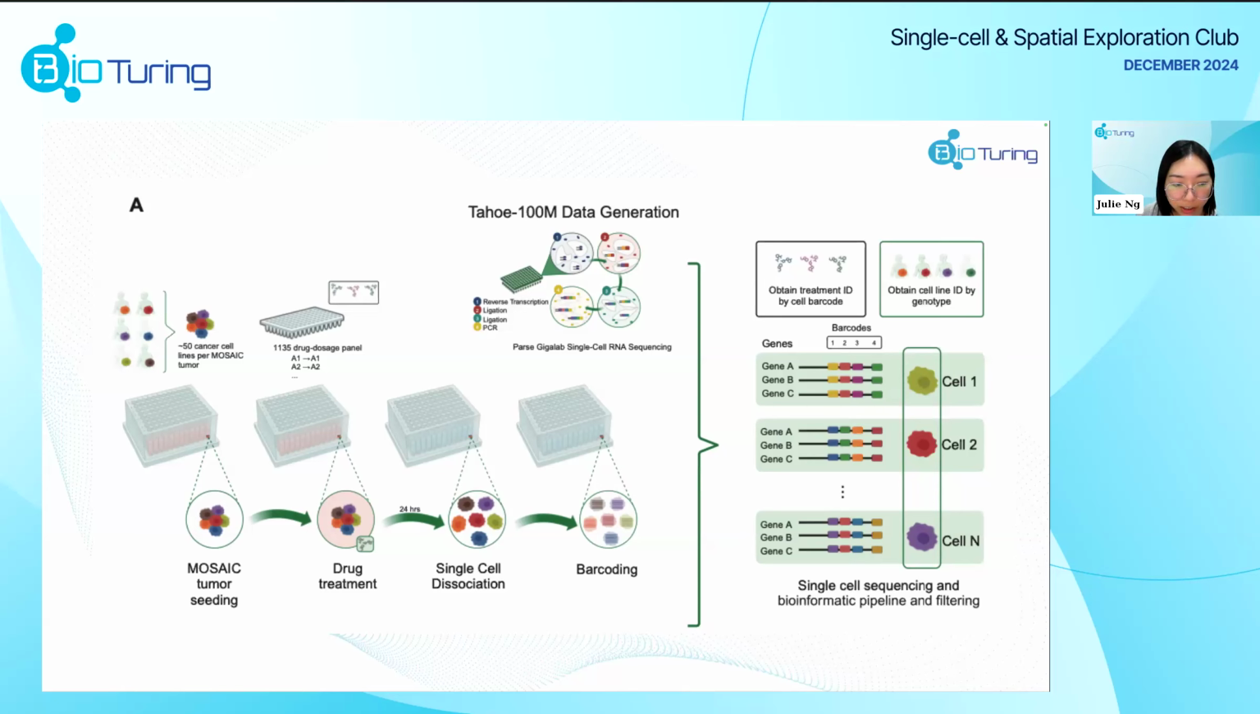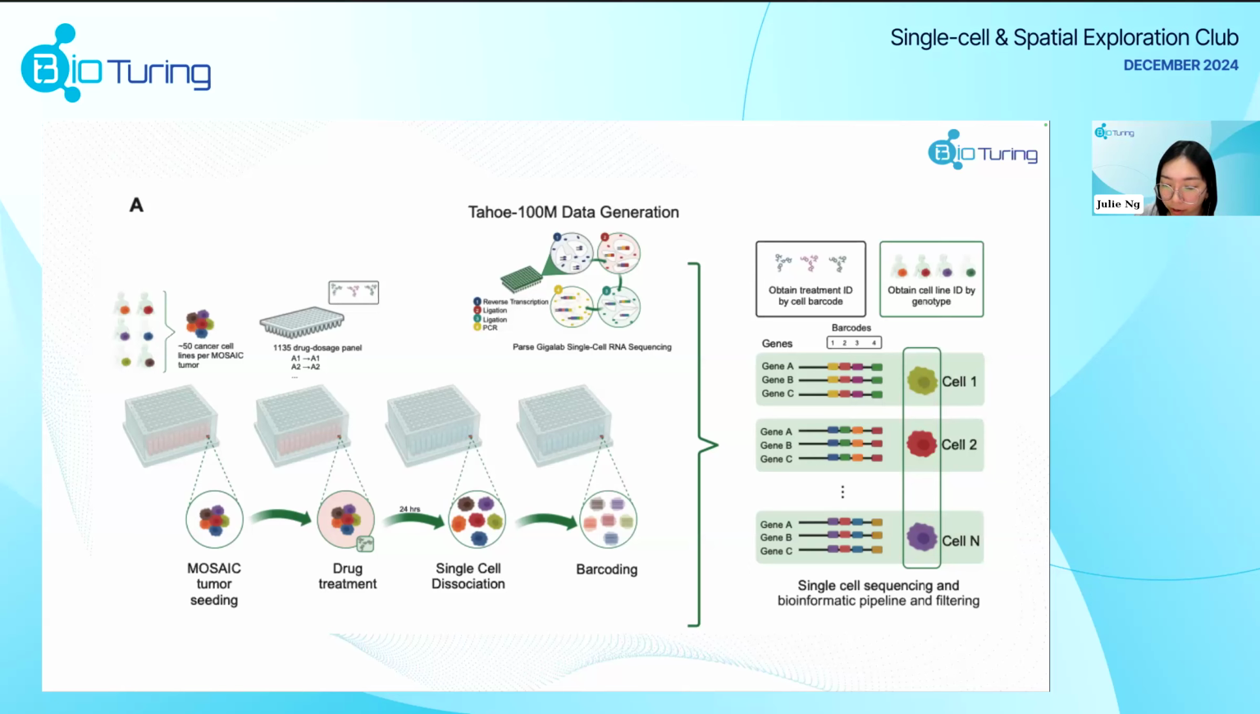After treating the spheroids with the drug treatment, they waited 24 hours, and these spheroids are then dissociated or broken down into the individual cells. These single cells are then barcoded using the Parse GigaLab kit. And this is a crucial step because the combinatorial barcoding allows researchers to uniquely label each cell so that they can trace it back to its specific well and the cell line for later analysis.